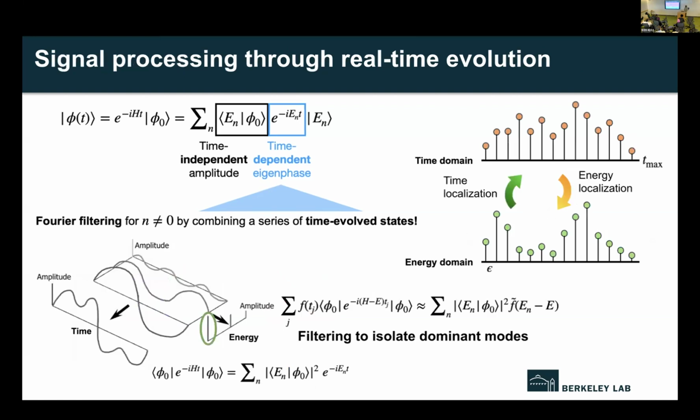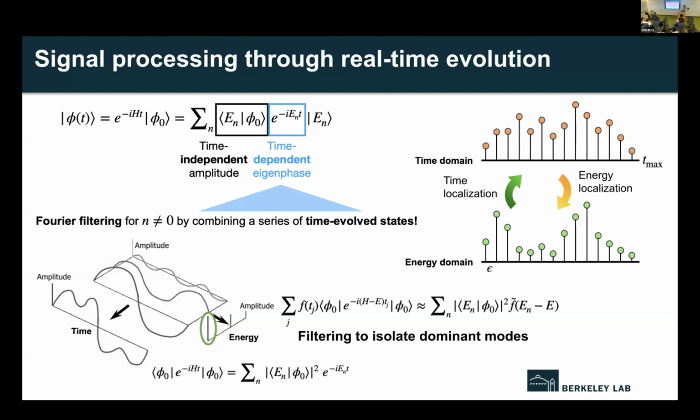Alternatively, there's this class of methods, which I call the signal processing methods. Here I want to clarify that this signal processing is different from what Yulong's talk was about. Here the signal processing is purely done on the classical side using classical signal processing techniques. Fourier-based techniques can help resolve the target eigenfrequency components.